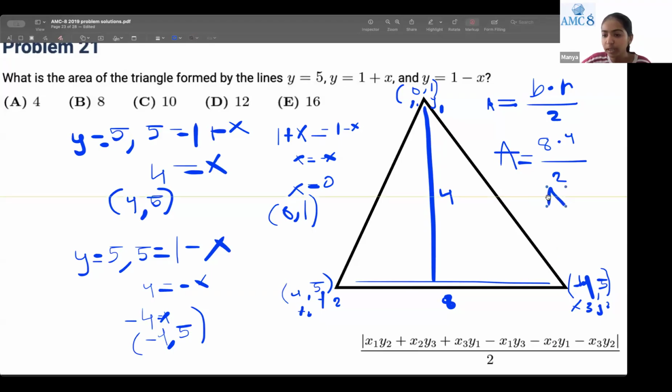So the area will be equal to 32 by 2, which is equal to 16. And so that's how we got our answer E, 16.